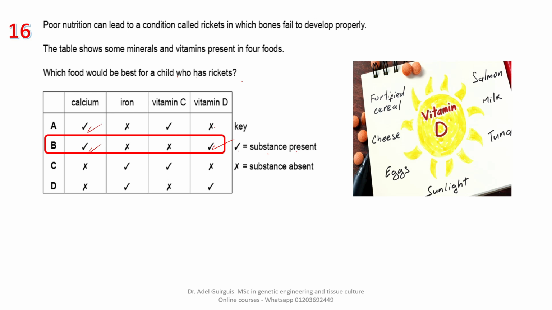Okay. From where can we obtain vitamin D? From milk, salmon, tuna, eggs, cheese, fortified cereal, and in the presence of direct exposure to sunlight.